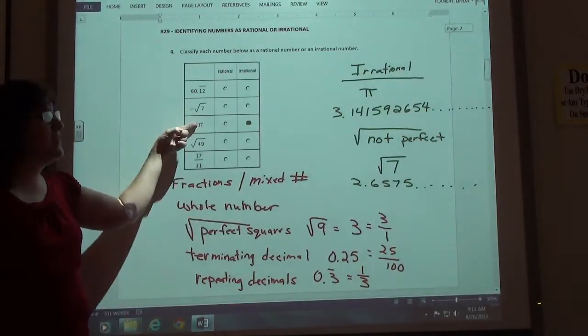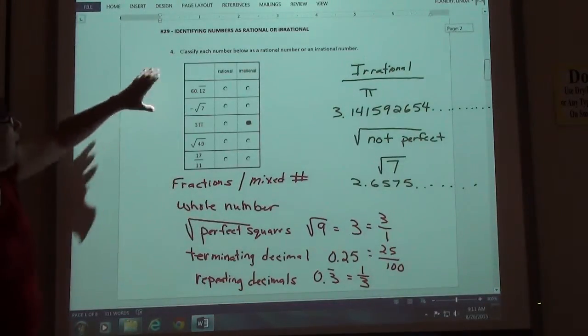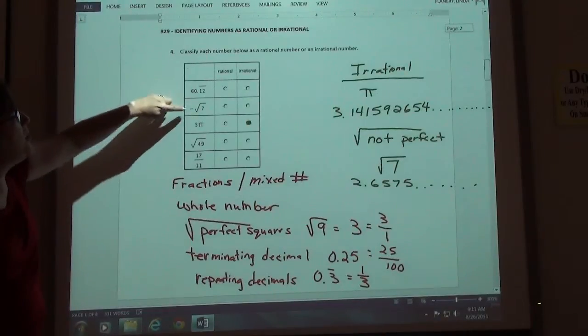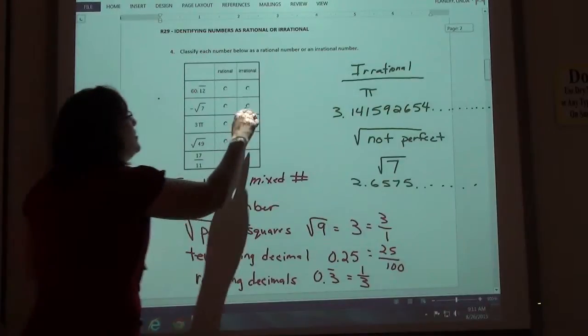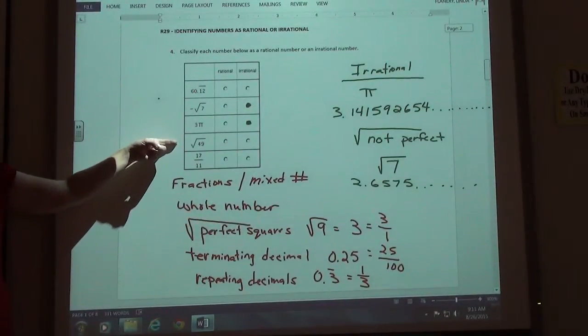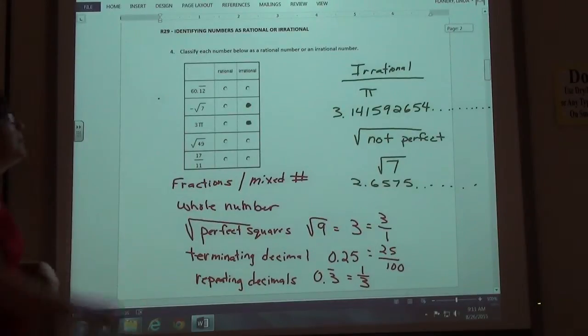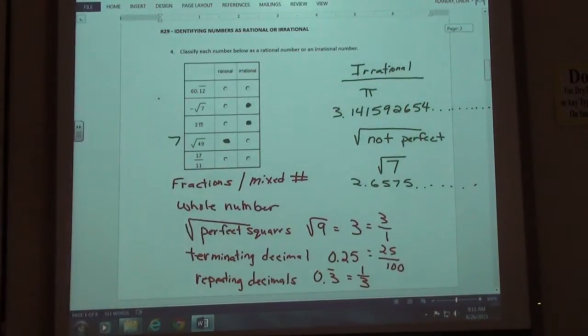We already know this one's irrational. It had pi. Then we look and we say, okay, I've got 2 of them that has square roots. Oh, this one happens to have the square root of 7. We already figured out that was irrational. This one also has a square root, but what is the square root of 49? 7. That's a nice whole number. That's going to be in my rational column then.